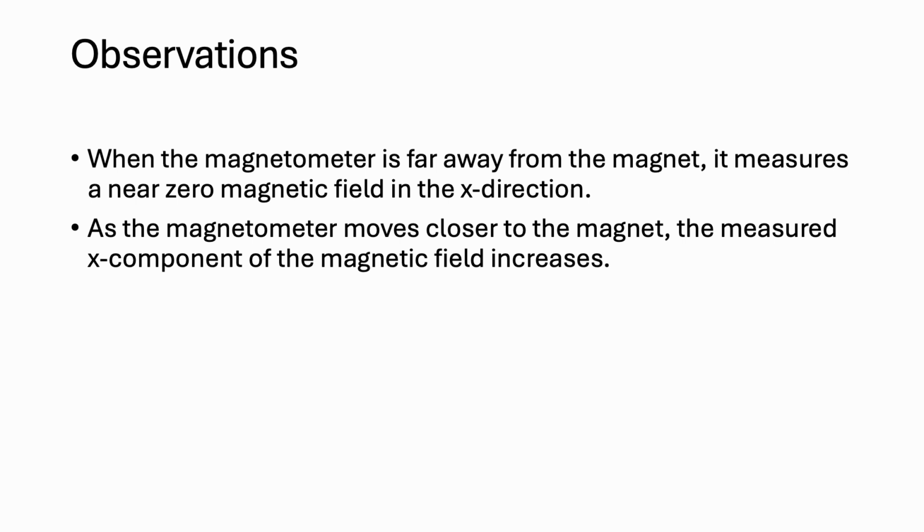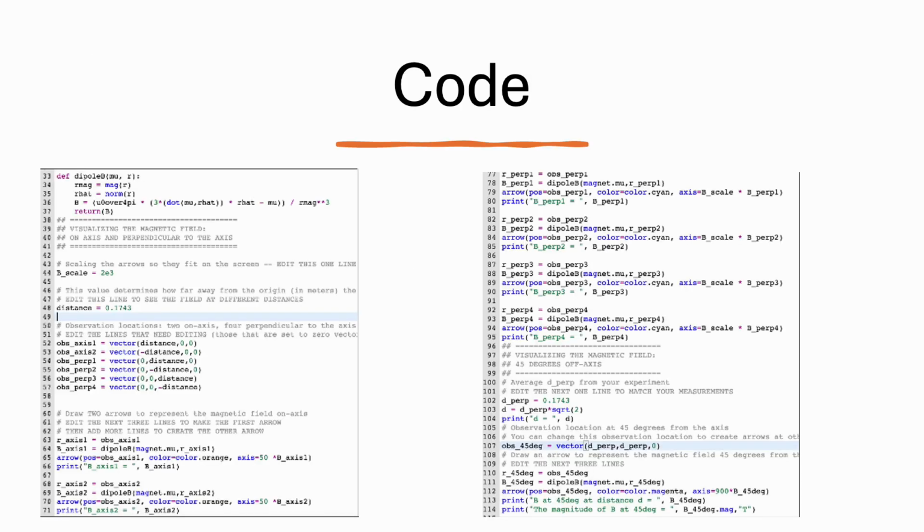Some observations were that when the magnetometer is far away from the magnet, it measures a near zero magnetic field in the x direction. As the magnetometer moves closer to the magnet, the measured x component of the magnetic field actually increases. Here's the code.